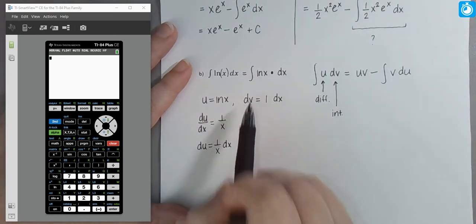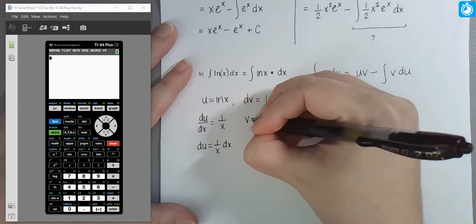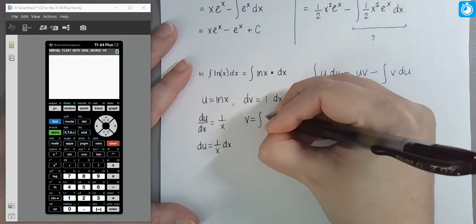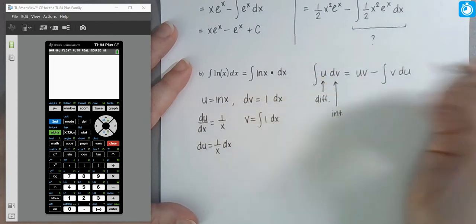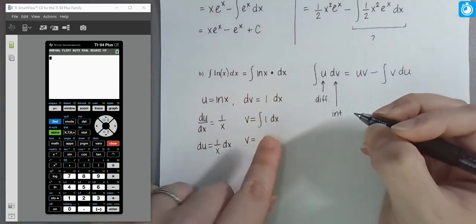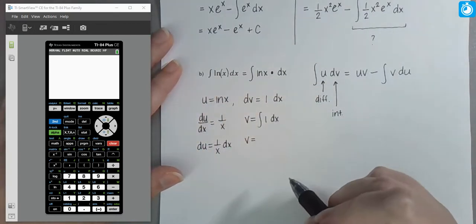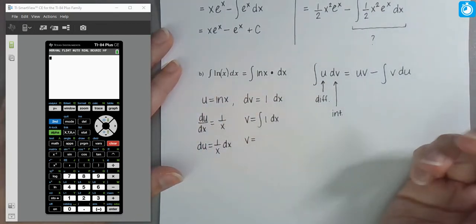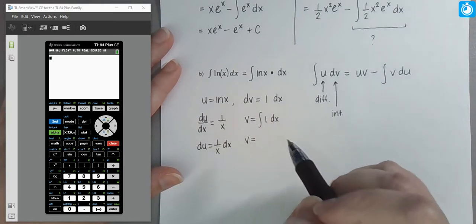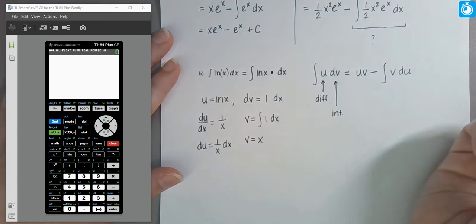Okay, now dv, we have to integrate dv. So that means v is going to be the antiderivative of 1 times dx. Well, this is technically still the power rule. Think of it as x to the 0 power. If we have 1, we really have x to the 0 power. So increase the power by 1 and then divide by the new power, which is just going to leave us with x.